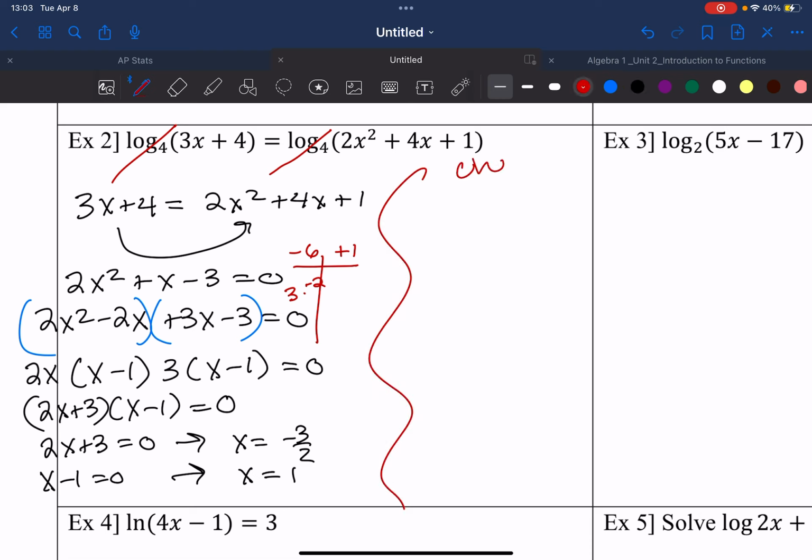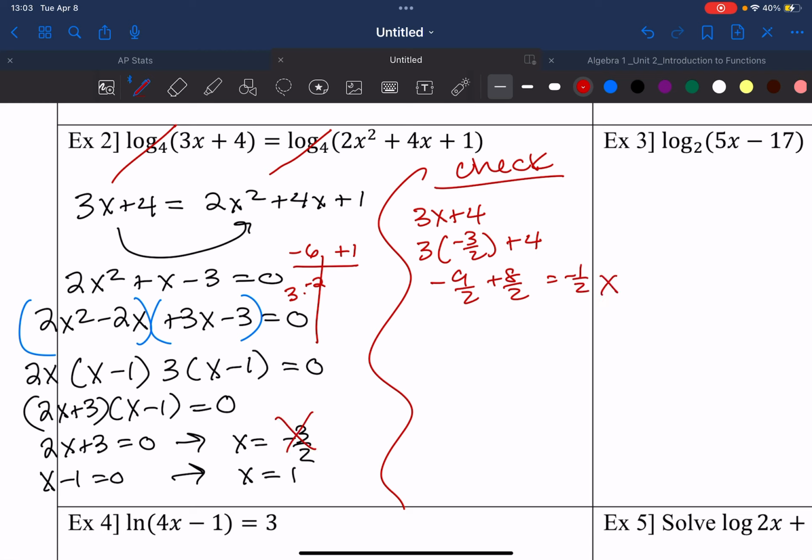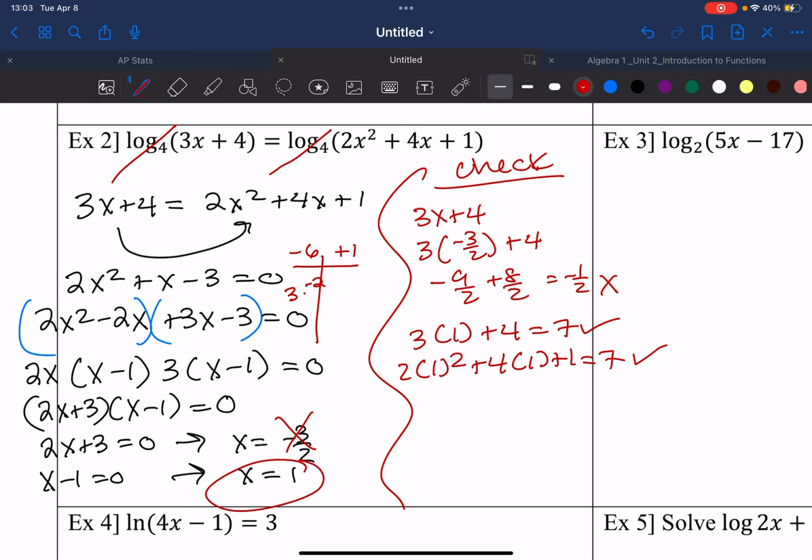Okay, so check. I'm first checking 3x plus 4. Let's check the negative 3 halves. 3 times negative 3 halves plus 4 is negative 9 halves plus 8 halves, which is negative 1 half. Well, that doesn't work, so it's not negative 3 halves. Now let's check 1. 3 times 1 plus 4 is 7. That's good. 2 times 1 squared plus 4 times 1 plus 1 equals 7. So that's good. So our answer is x equals 1 because I had to check it in both logs.